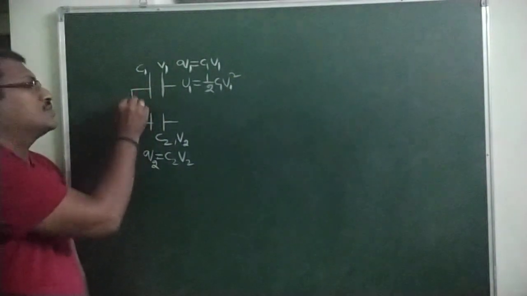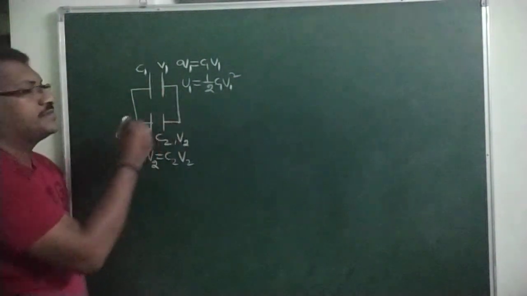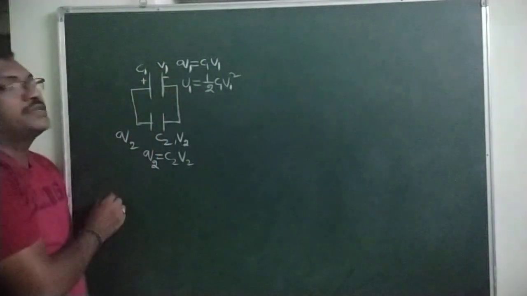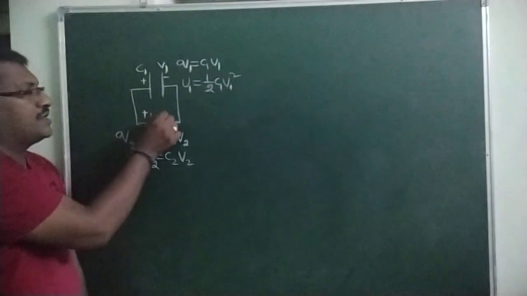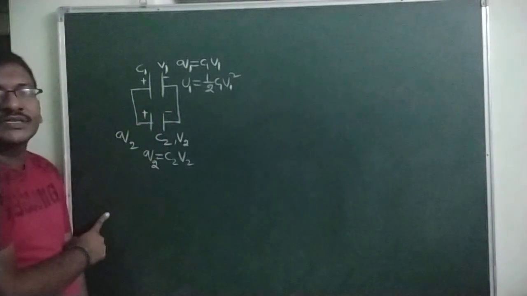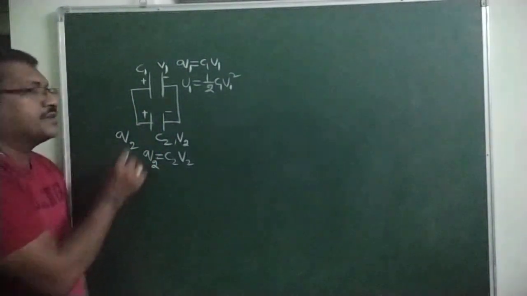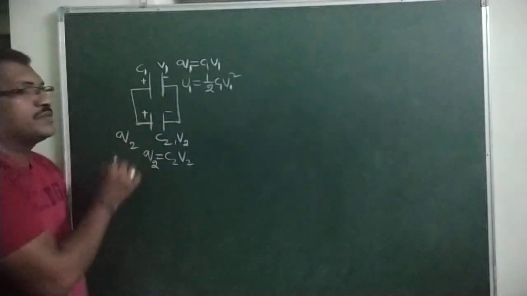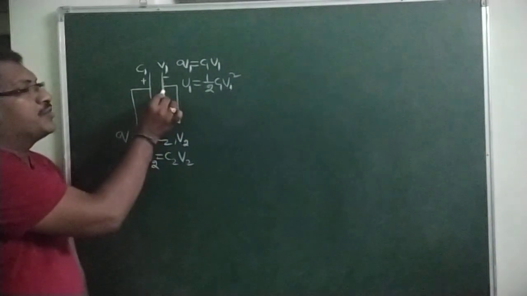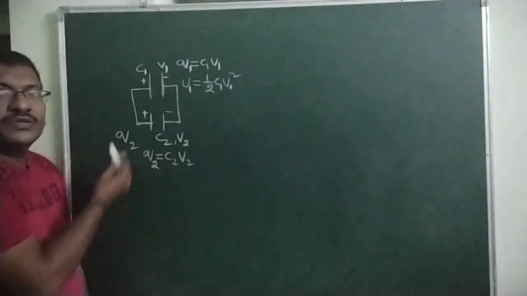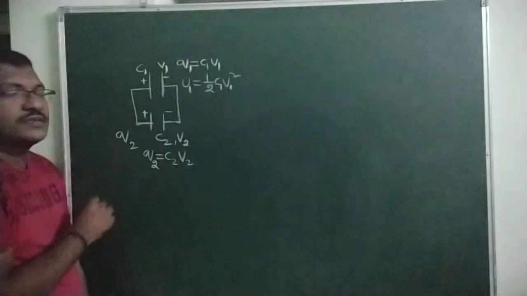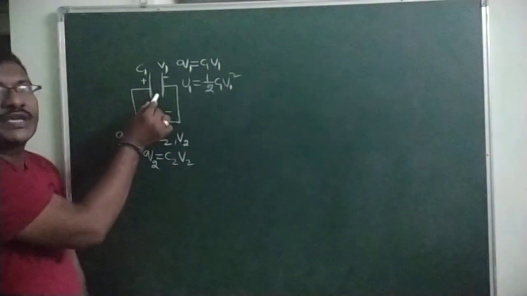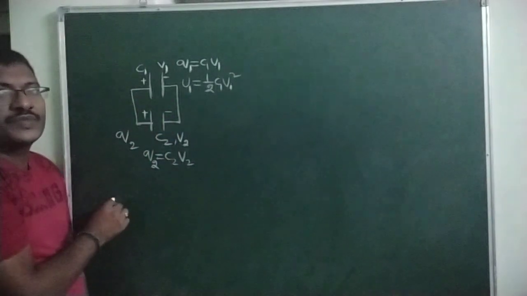So now these two capacitors are connected like this. That means I am taking this as the positive plate and this as the negative plate. Here also this is the positive plate and this is the negative plate of the capacitor. Here we are connecting the positive plate of the first capacitor to the positive plate of the second capacitor. Negative plate is connected to negative plate. So in this situation what happens? When the capacitors are connected like this, the charge flows from one capacitor to another capacitor.